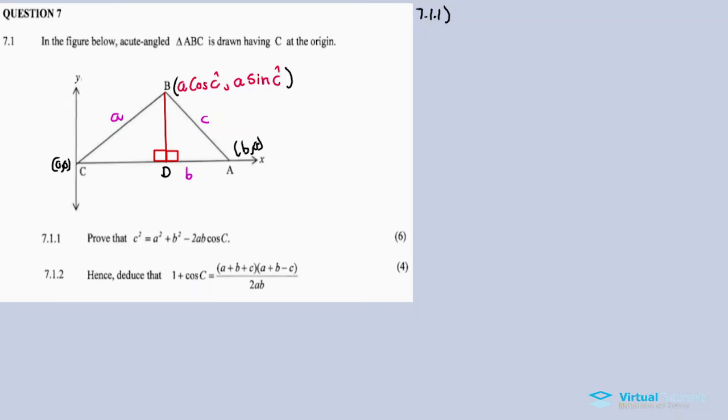Now I have the coordinates for all the vertices, and the lengths of the sides which are opposite to the angles a, b, and c, as well as the coordinates of the vertices. Now I can start with the proof. But here's the catch.